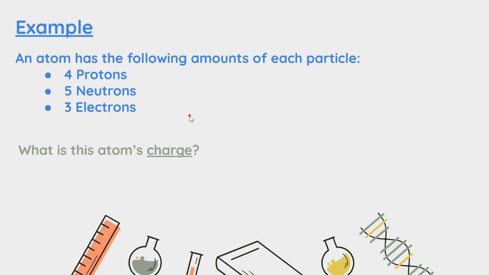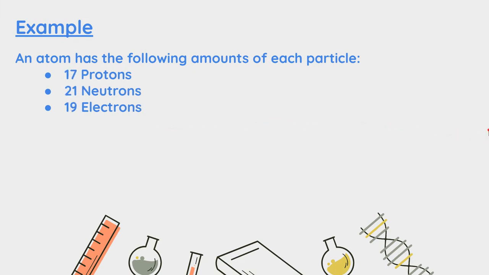Now, what is this atom's charge? This atom has a charge of positive 1 because there is 1 more proton than electron. So there's a positive, because it's protons, 1 charge. You could also do 4 minus 3 to get that positive 1.